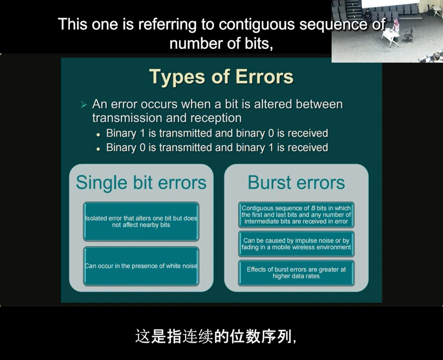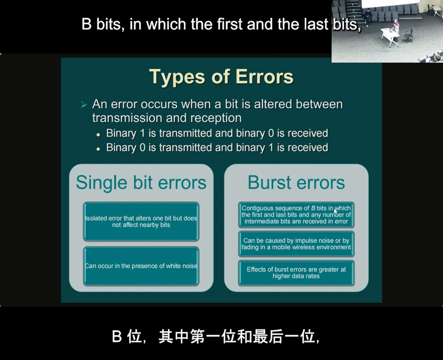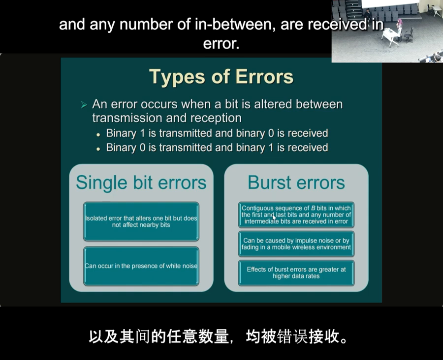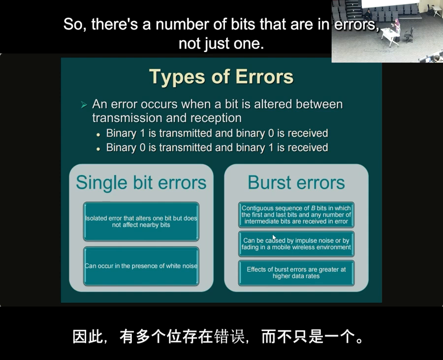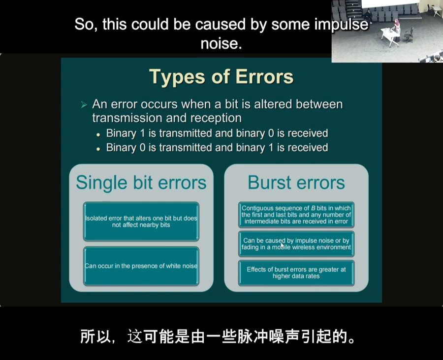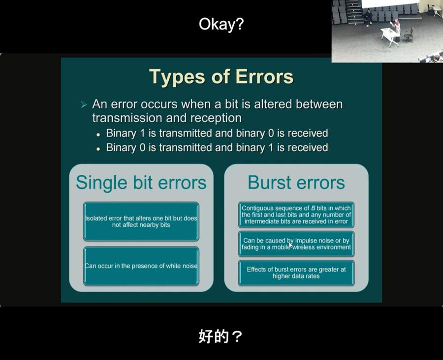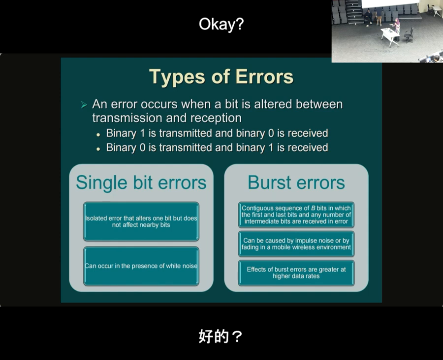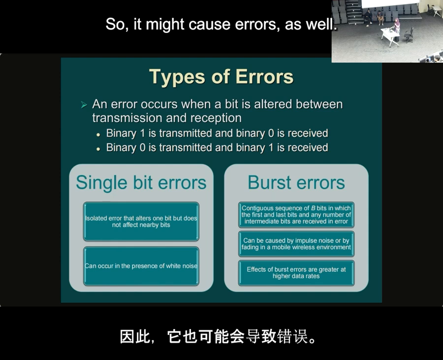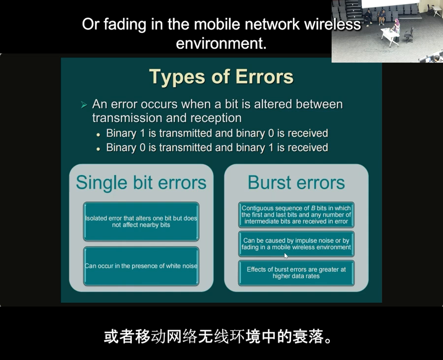Burst errors refer to a contiguous sequence of B bits in which the first and the last bits, and any number of bits in between, are received in error. So there are a number of bits in error, not just one. This could be caused by impulse noise. For example, your device is shaking, or the cable is shaking or being bent, so it might cause errors as well. Or fading in the mobile wireless network environment.